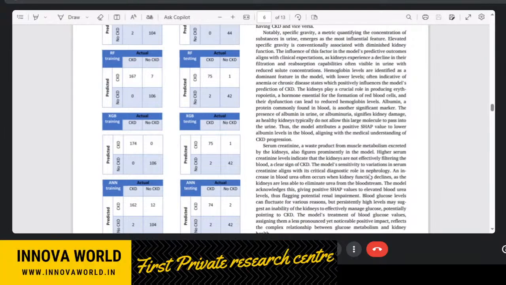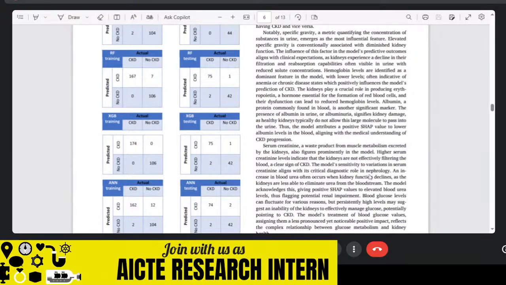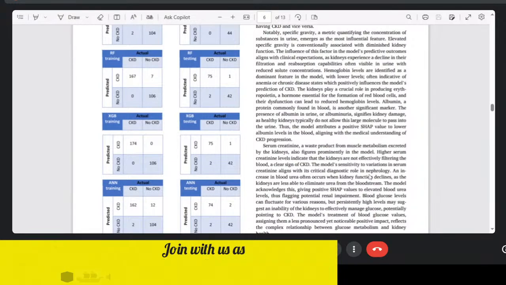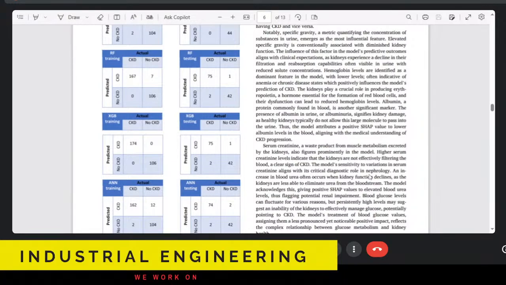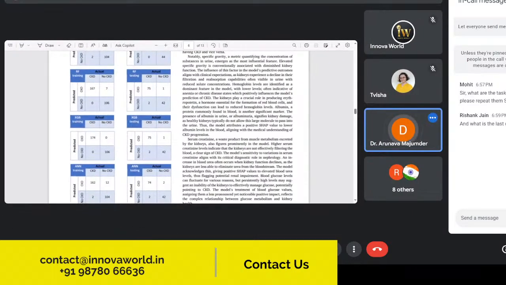Hello, am I audible? Okay, just wait. The mail ID will be shared with you. Does anybody else have this issue? The mail is not deliverable like this.